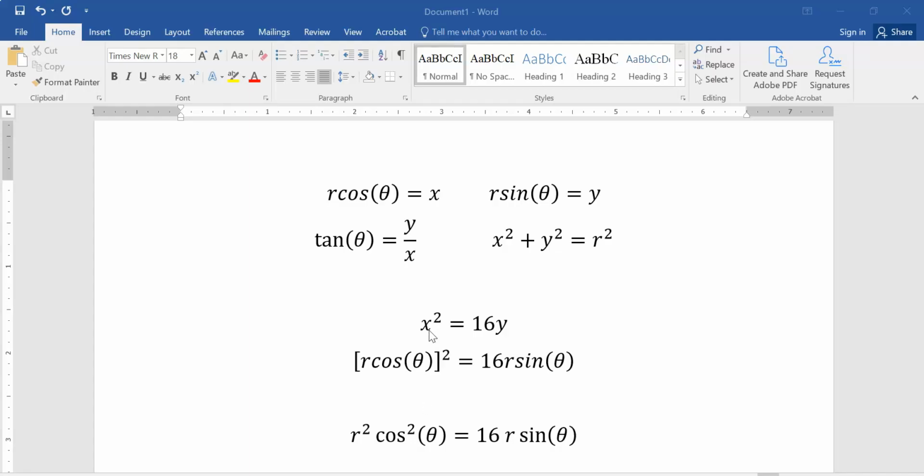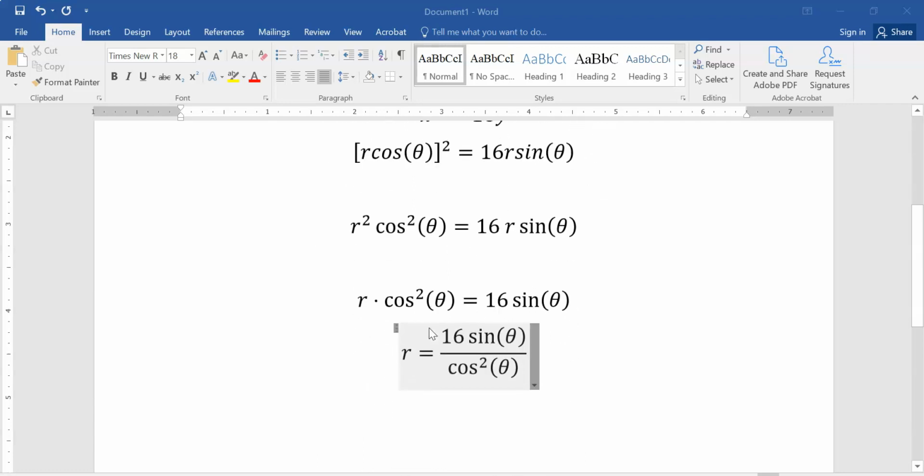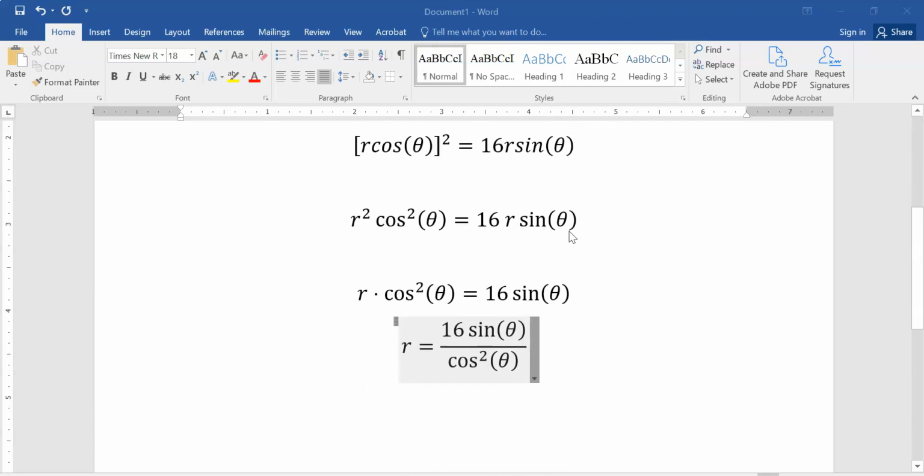All right, so the first thing we see, x squared equals 16y. I'm going to simply replace the x with an r cosine theta, replace the y with an r sine theta. So we end up with (r cosine theta) squared equals 16 times r sine theta. Well, in order to solve for r, first thing I want to do is expand this square. So r squared cosine squared theta on the left, 16 r sine theta.